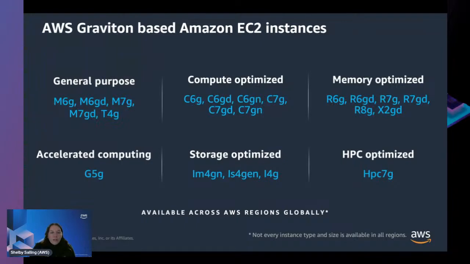Here's a visual of the different instance types that are available across Graviton processors today. We've got general purpose, compute optimized, memory optimized. You've got the G5Gs for accelerated computing and the HPC7Gs for the high performance computing optimized instances, and then the storage optimized on our I series.